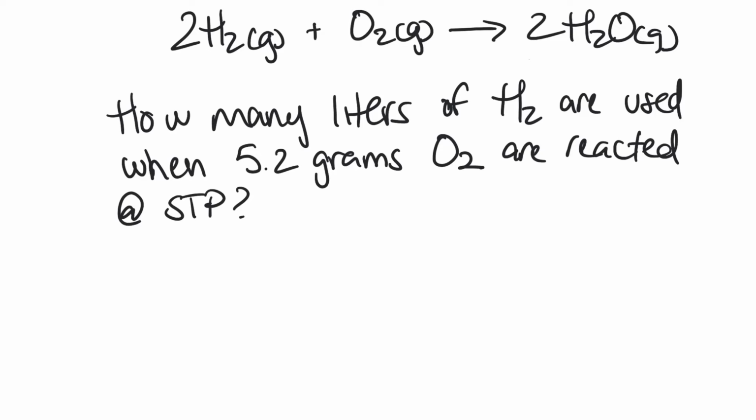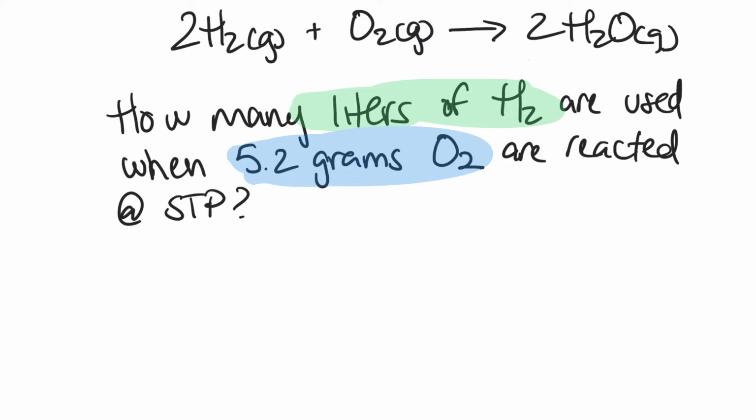All right, so here's one more example, last example of the day. How many liters of H2 are used when 5.2 grams of O2 are reacted at STP? Once again, highlight, make this a step that you use all the time. Highlight the units that you're dealing with. So we're trying to figure out liters, all right? How many liters of H2 specifically, right? We need to know what substance we're talking about. Used when you react it with 5.2 grams of O2, all right?